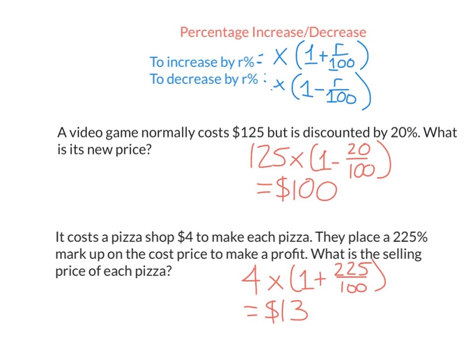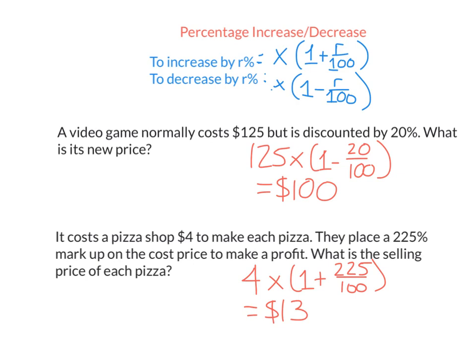So what we've essentially done here is we have found 325% of 4. If you take 100% of the full amount and add 225%, you have 325% of it. So in this formula and these examples, we're just finding a percent of a quantity. Here we found 80% of it by decreasing by 20%, and here we found 325% of the quantity by increasing by 225%.